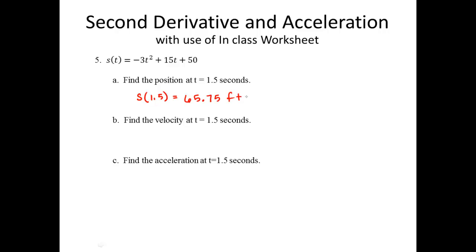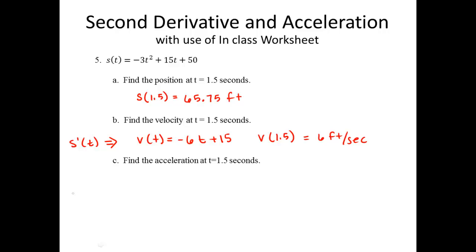I get 65.75 feet. Part B, to find the velocity at t equals 1.5 seconds, I have to first find the velocity function. The velocity function is the first derivative. So I take the first derivative and I get negative 6t plus 15. Now I'm going to substitute in v of 1.5 into this function. I'll plug that into my calculator and I will get 6 feet per second. That's the label for our velocity.